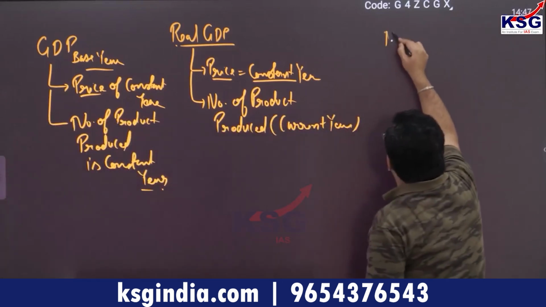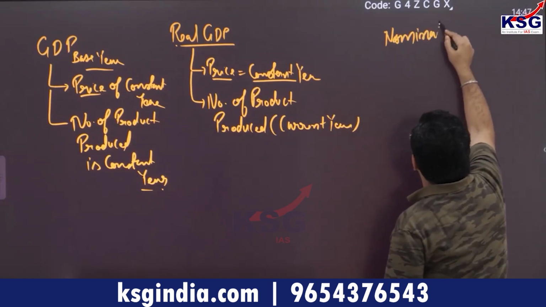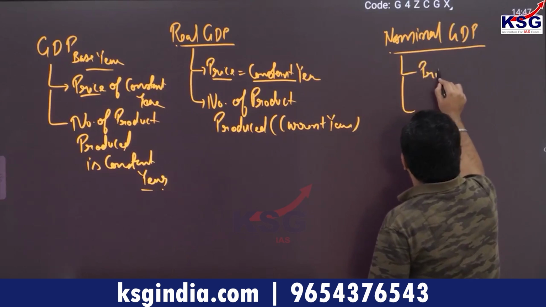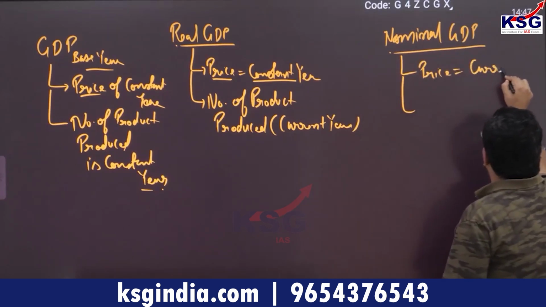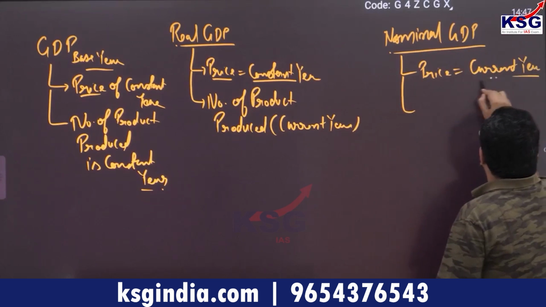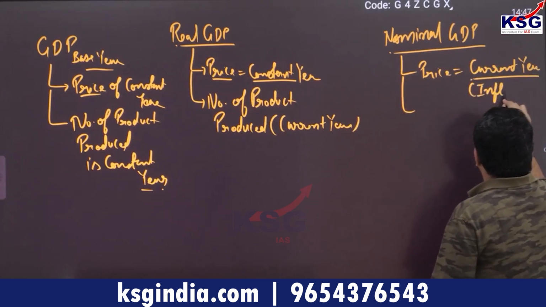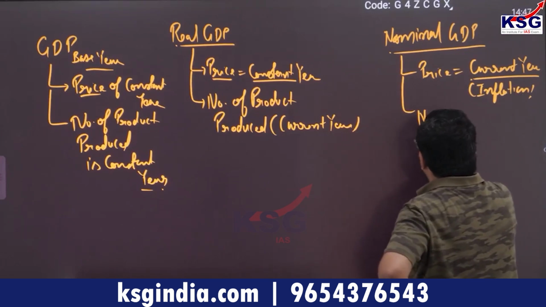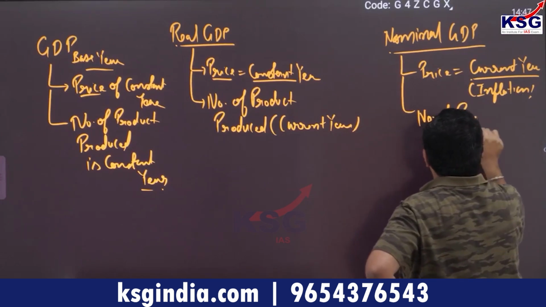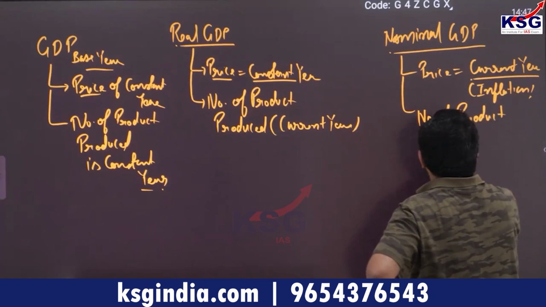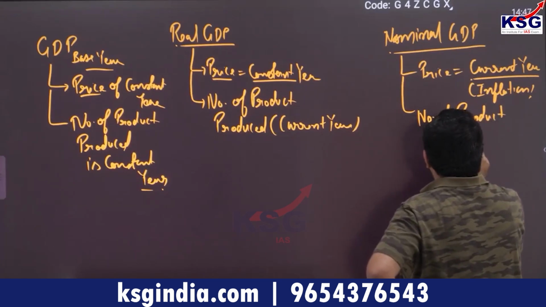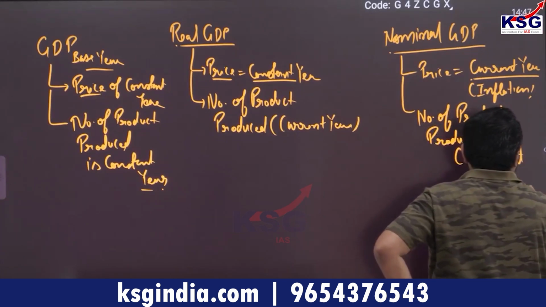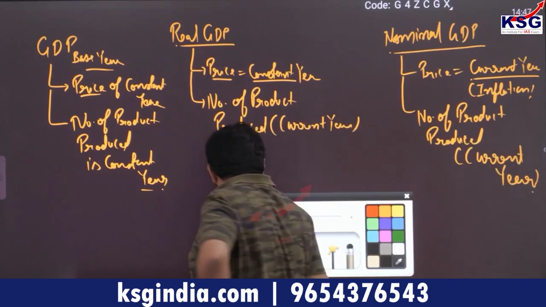When we are talking about nominal GDP, the prices we are taking are of the current year. And when we take the prices of the current year, no doubt they have increased because of inflation, so that is one of the factors. And when we talk about the number of products, the number of products produced that we are taking is of the current year.